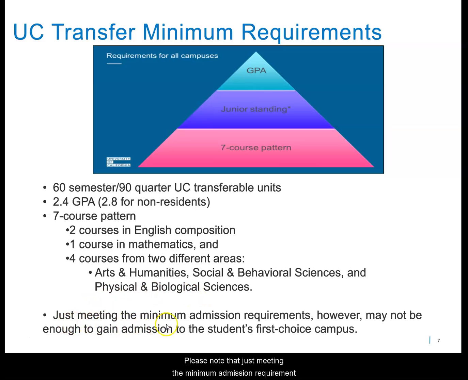Please note that just meeting the minimum admission requirements may not be enough to gain admissions to the student's first choice campus. There are a lot of competitive majors and programs, and you need to make sure that you check for the GPA and program requirements to make sure you meet that criteria.